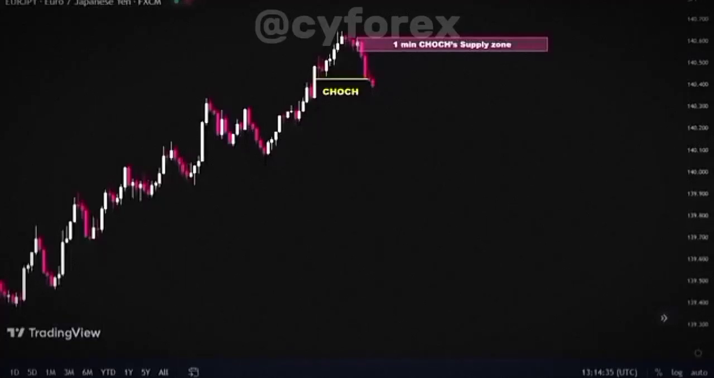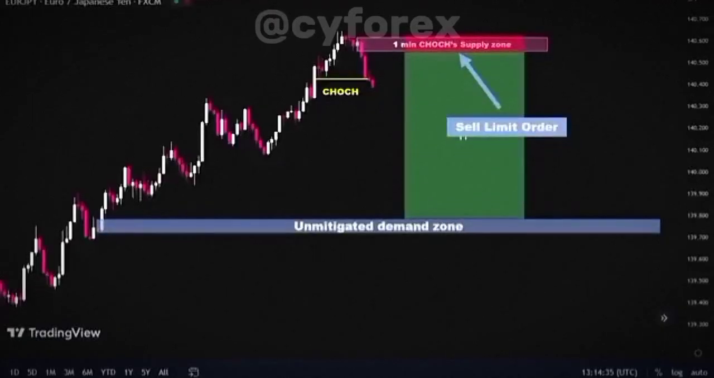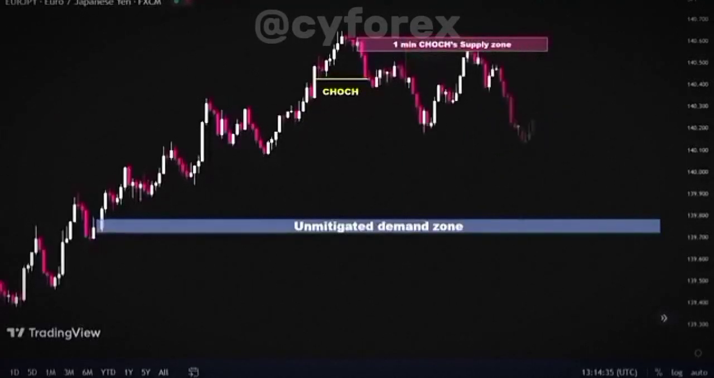It's time to take action and place our sell limit order. We'll place it at the perfect spot and set our stop loss a few pips above the highest point of the zone. Our target is the recent unmitigated demand. This is where we believe price will head. Our sell limit order has been activated and we are officially in the market. Now it's time to sit back and watch how things unfold. As predicted, the price went down after our sell limit was triggered and eventually hit our take profit target.